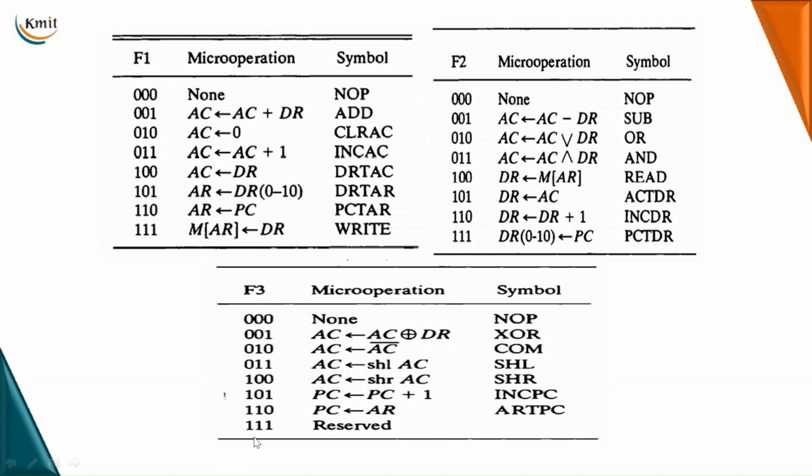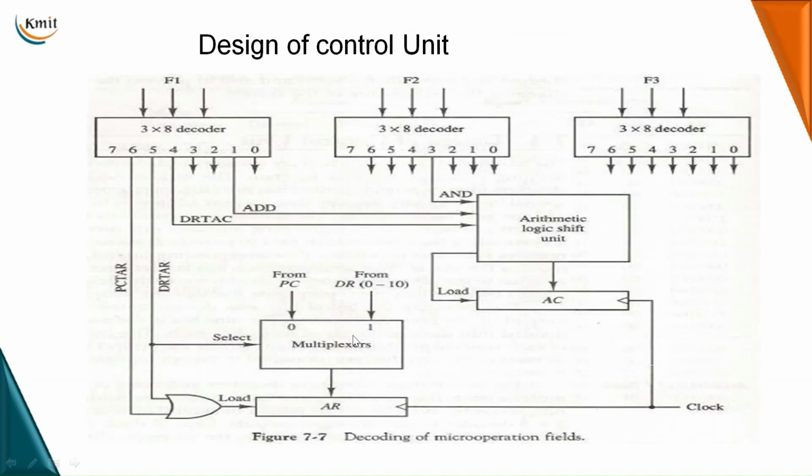Whereas in case of F3, the last one, 111, is reserved for some specific purpose. So the total number of operations that can be performed by the micro operation functions F1, F2, F3 are here. We are performing 7 plus 7, 14, 14 plus 6. So totally 20 micro operations will be performed by the micro operation field.